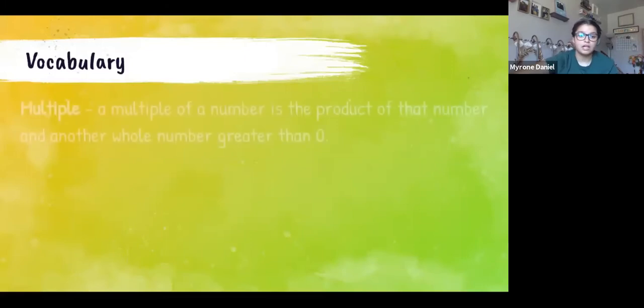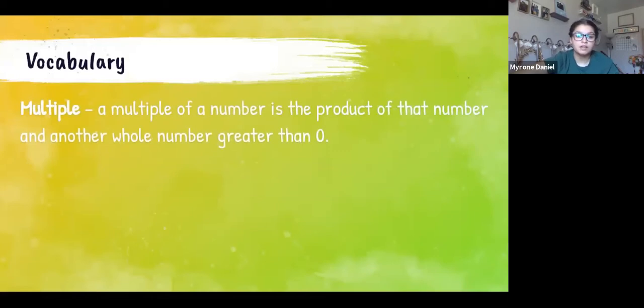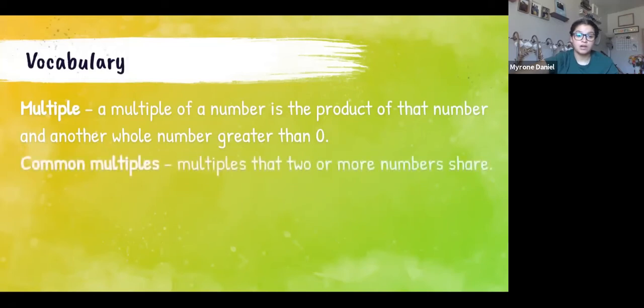So our vocabulary. Our first word is multiple. A multiple of a number is the product of that number and any whole number greater than 0. So that's what we did. We did 8 times 1, 8 times 2, 8 times 3, and so on to find the multiples of 8 and also 12. Our next vocabulary word is common multiples. That's where multiples that 2 or more numbers share. In the previous example, 24 is a common multiple between 8 and 12.